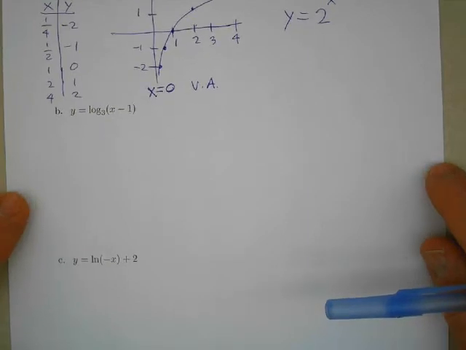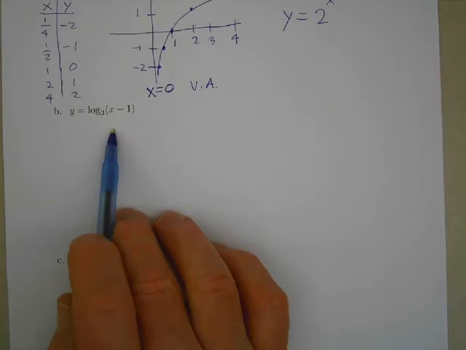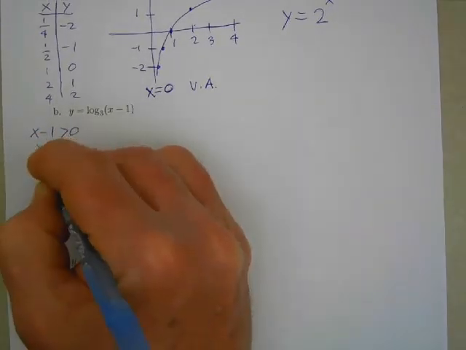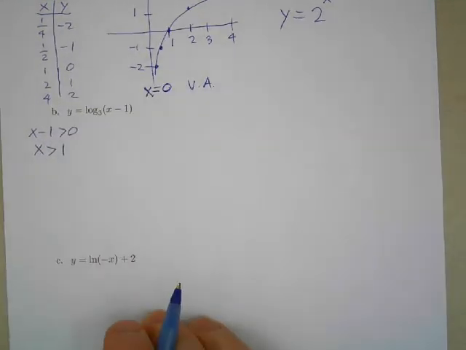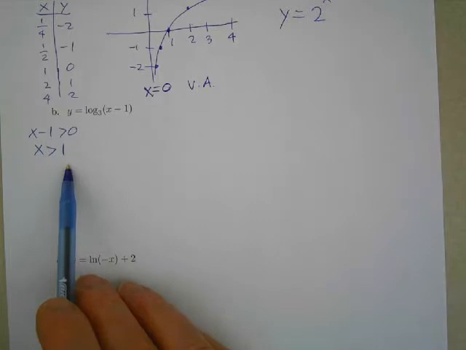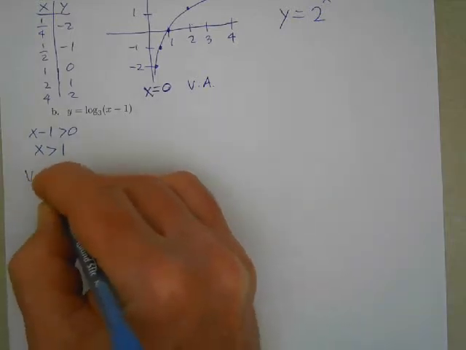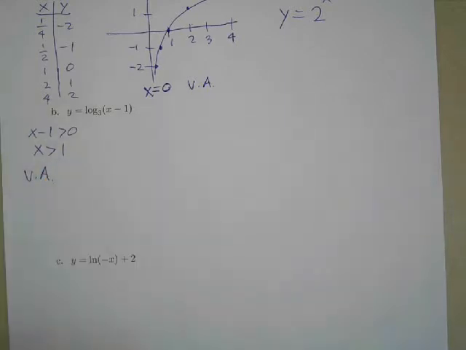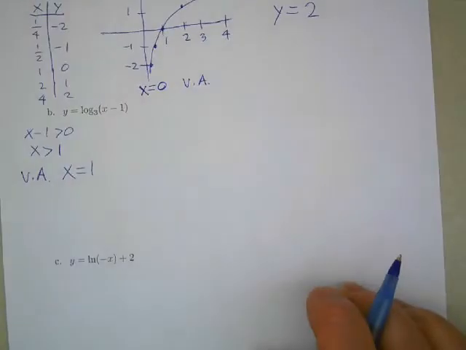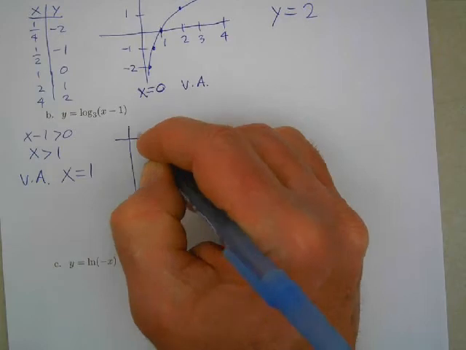Okay, the next function, y equals log base 3 of x minus 1. Remember, arguments of logarithms are positive, so x minus 1 is greater than 0, or x is greater than 1. So the domain is all real numbers greater than 1. So that means we're going to have a vertical asymptote. I'll identify it at this stage this time. The vertical asymptote is the vertical line x equals 1.